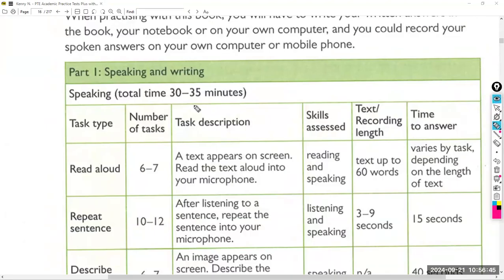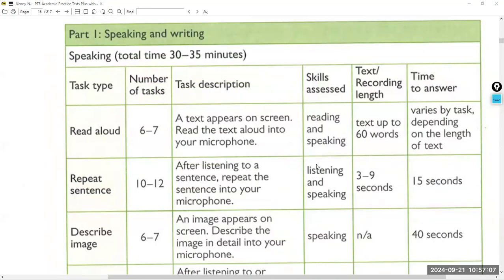So as we said, the speaking is about 30 to 35 minutes. Now, the task type is what we are going to discuss. We are going to discuss the number of tasks that I will have in my final exam, the description of this task, the skills assessed, text recording length, and time to answer. Okay, so the first task in speaking is reading aloud.